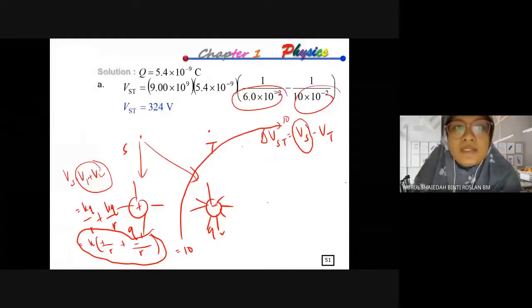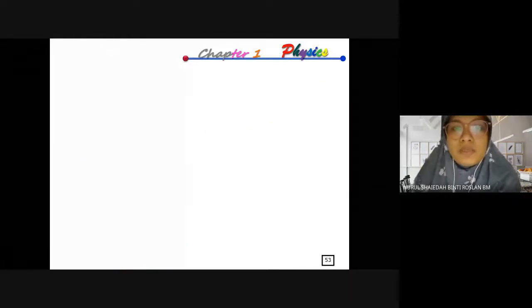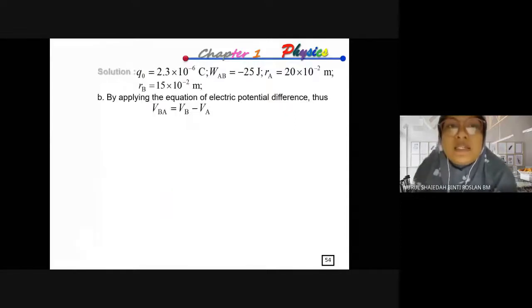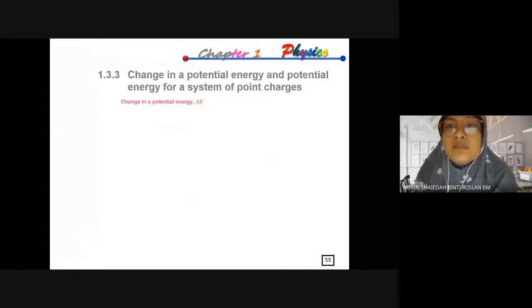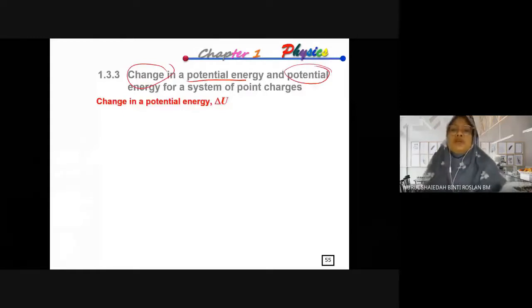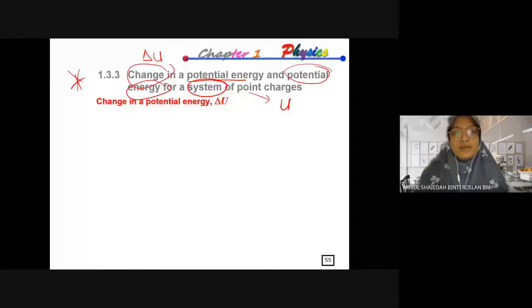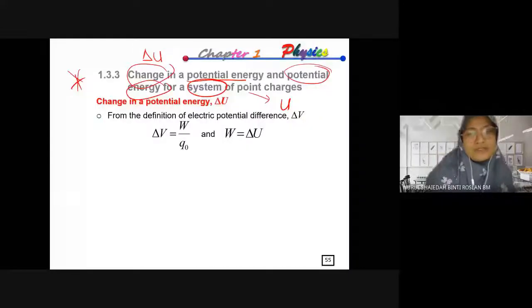Alright, moving on to work. Work now. Moving to energy. Work, where is it in your outcome? Energy. Change in potential energy and potential energy of system. So don't confuse between these two. You have one delta U, the change. The other has no change but has the word system. That is U. Okay. So you need to find delta U. So what is delta U? We know that delta V equals W over Q naught. So W equals delta U.